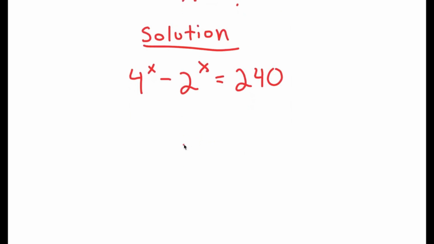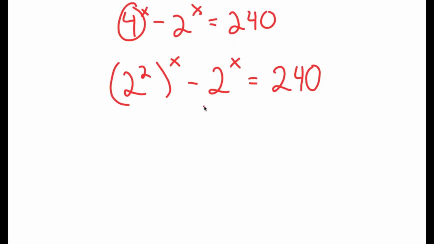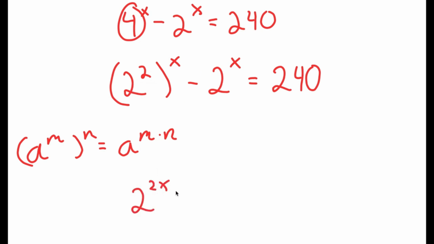And from here, I'm going to rewrite 4 as 2 squared. So I get (2 squared) to the power of x minus 2 to the power of x is equal to 240. Now, I can use the property (a to the power of m) to the power of n is equal to a to the power of m times n. So in this case, (2 to the power of 2) to the power of x is going to equal 2 to the power of 2 times x. So I have this minus 2 to the power of x is equal to 240.